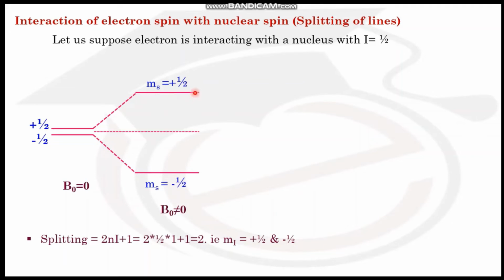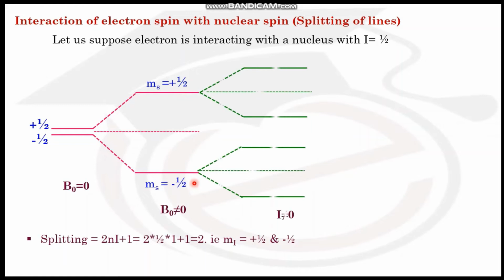That means first we are getting two lines or two levels, and each level will split into two because of the nucleus. In the absence of magnetic field, both the levels are degenerate. When we are applying a field, it is split into two, and when we are interacting with a nucleus, each level will split into two, like this. Okay, now we have to find out the energy values.